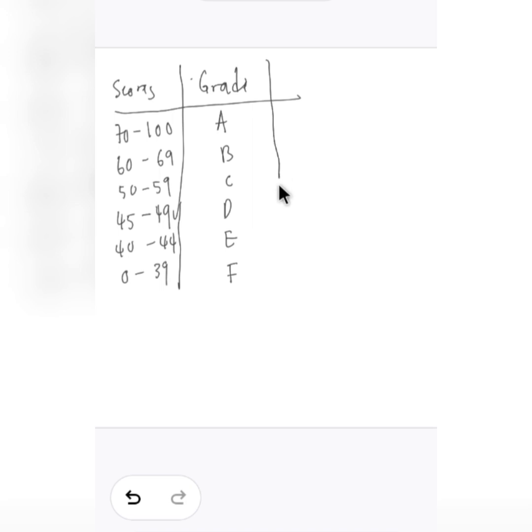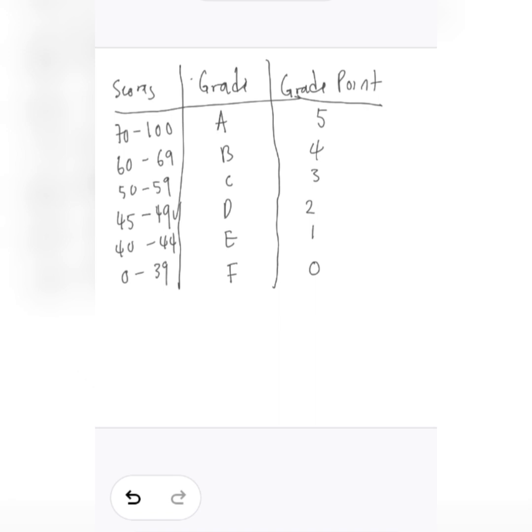Now, each grade has what they call a grade point. Now, for A, obviously, it has the highest grade point, which is 5. B carries 4. C is 3. D is 2. E is 1. F has no point, 0. Understand? So this is what they call grade point, grade, and score. So for an exam, if you score, let's say 72, your grade is A and your grade point is 5. I'm going to show you the importance of these grade points.